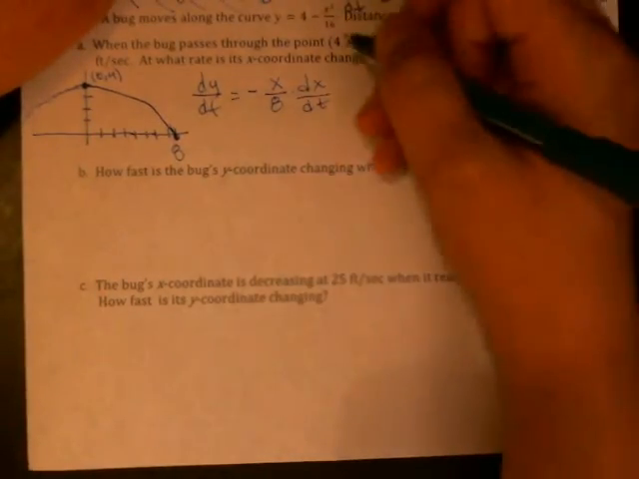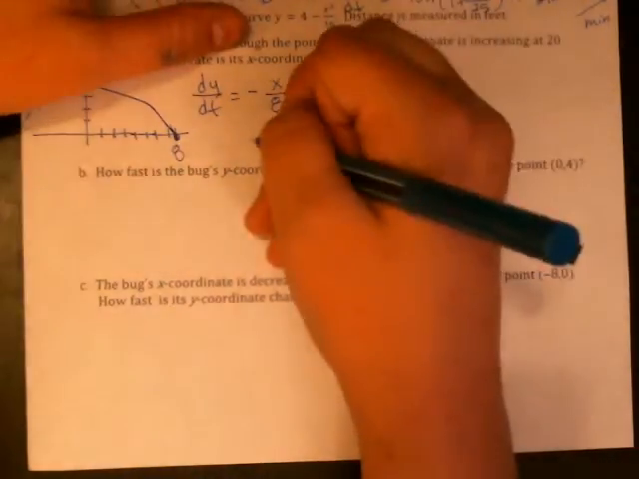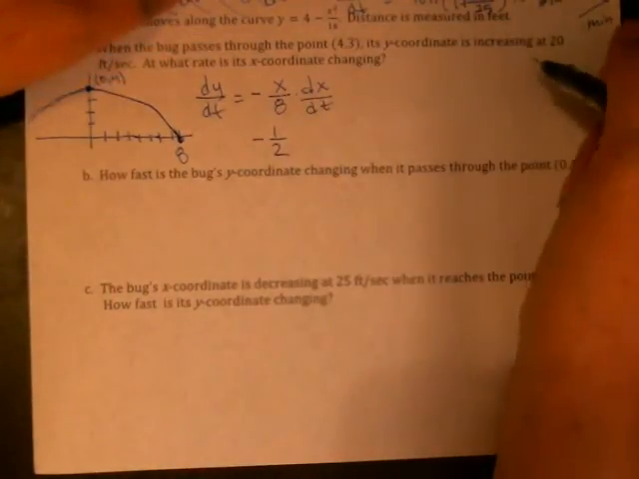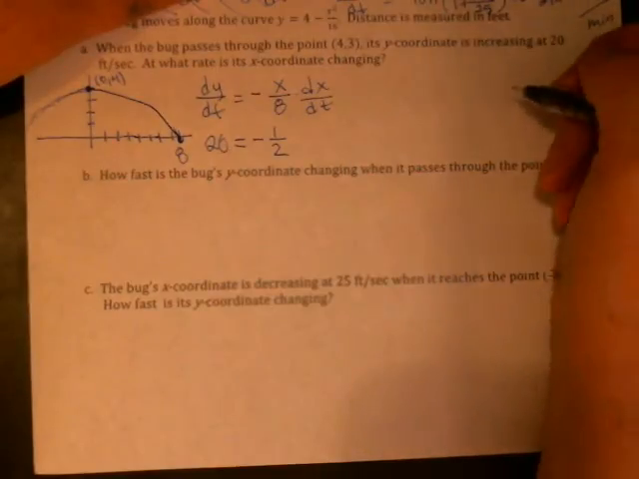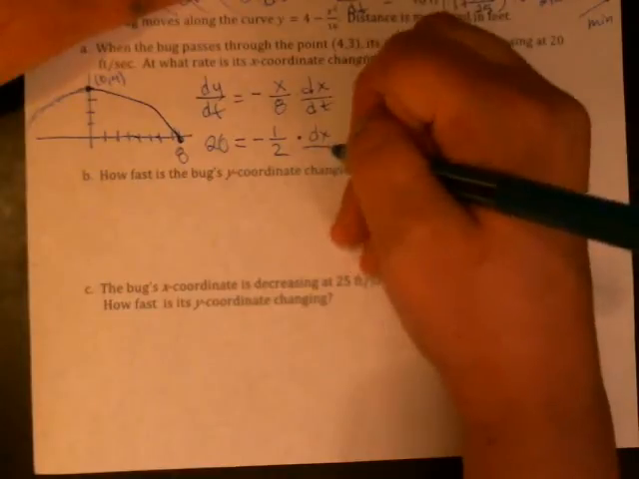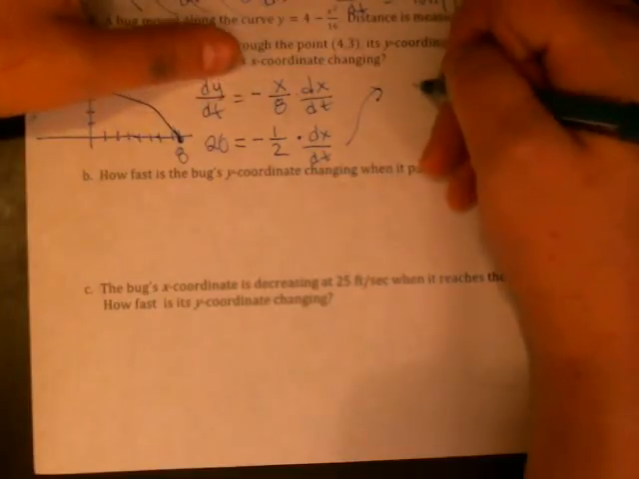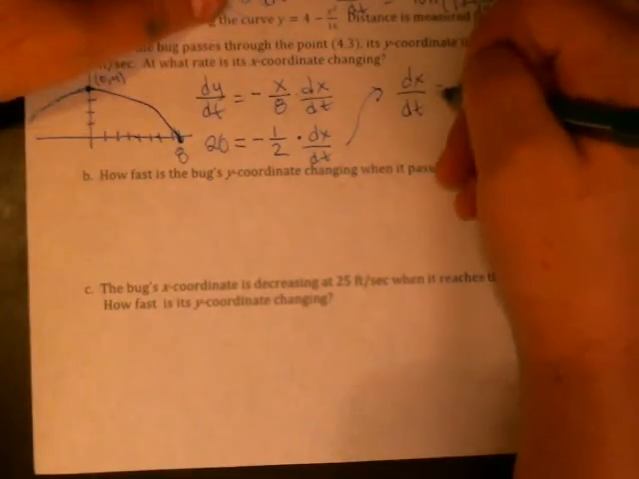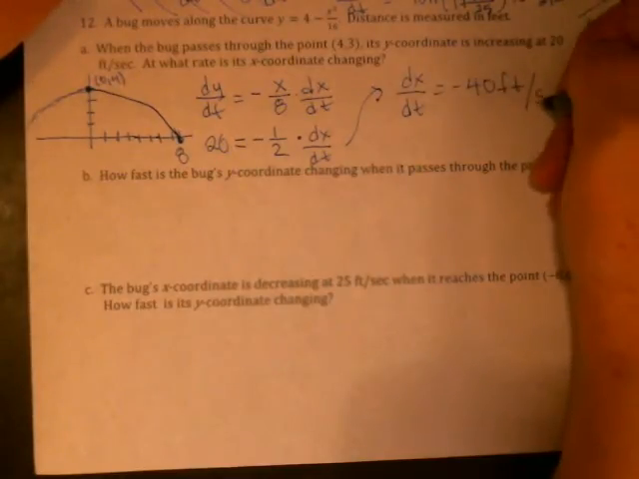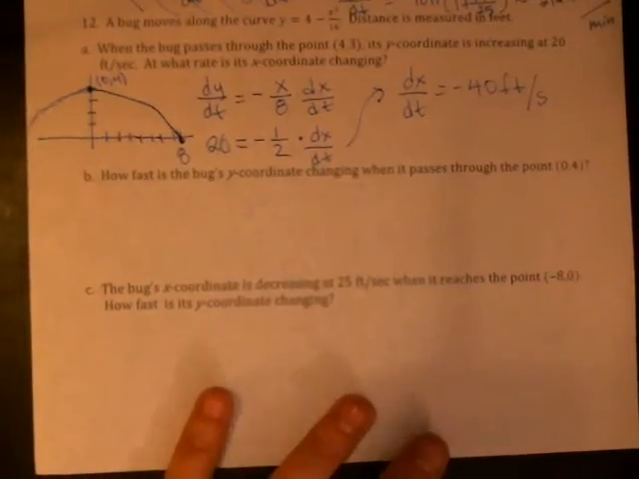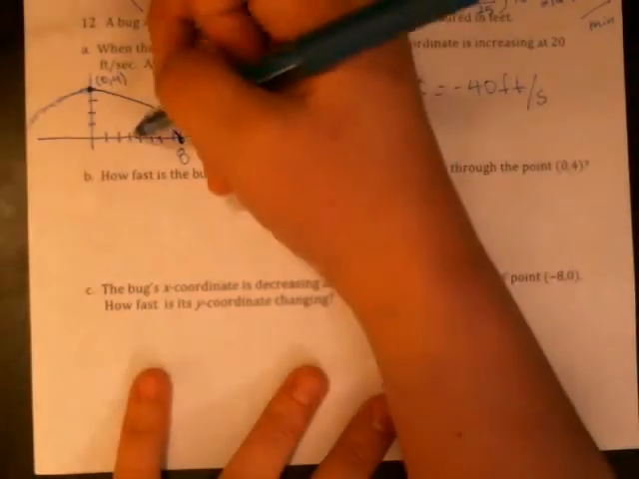Okay, so we know that the bug is passing through the point 4, 3, so we know that x is 4. So this is negative 4 over 8, which is negative 1/2. We also know that y was increasing by 20 feet per second, so dy dt is positive 20. And if we're looking for dx dt, we just have to multiply by negative 2. So we get dx dt is equal to negative 40 feet per second. Seems like a very fast bug. Super speedy bug.